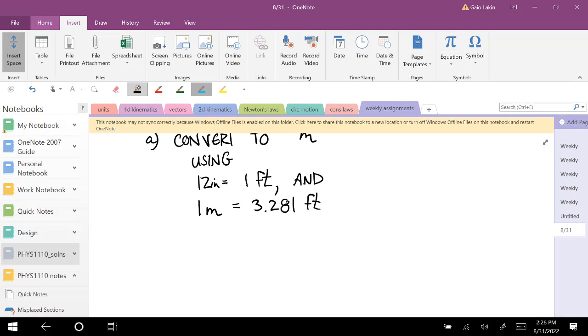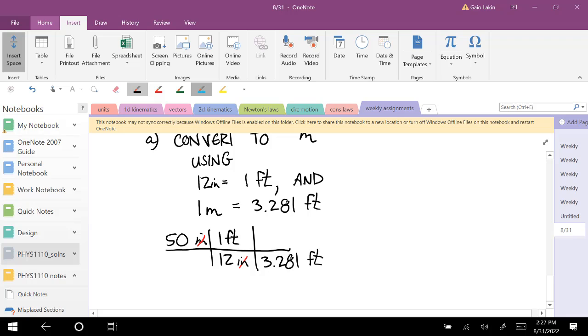Okay, so we have 50 inches. With the conversions we have here, we're going to have to go from inches to feet and then feet to meters. So 12 inches in the denominator, 1 foot in the numerator. And then we have to go feet to meters. So in the denominator, 3.281 feet, and in the numerator, 1 meter. Can someone tell me what you get when you do 50 divided by 12, and then divide that by 3.281? 1.267. And that's in meters. Okay.